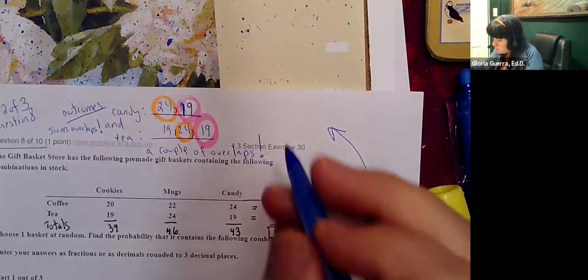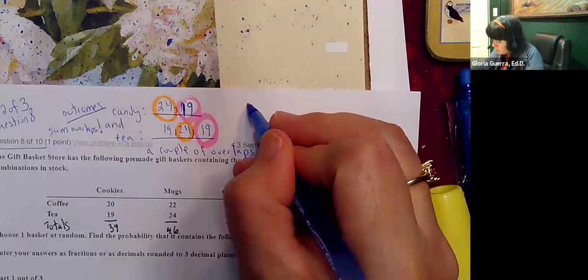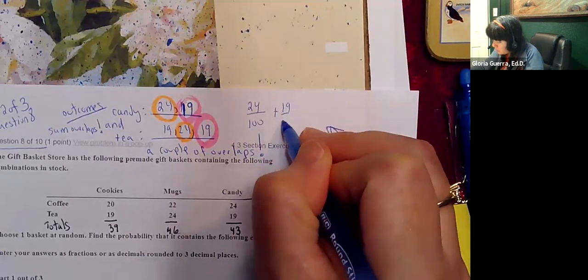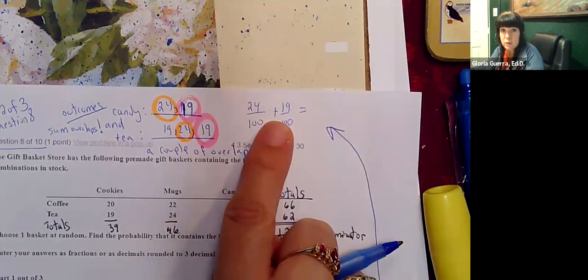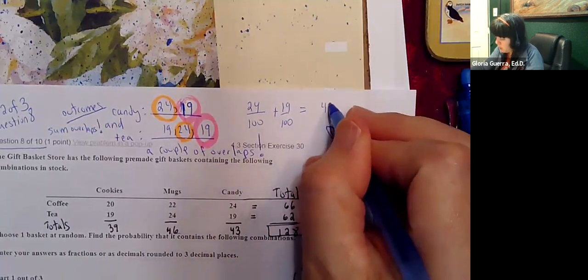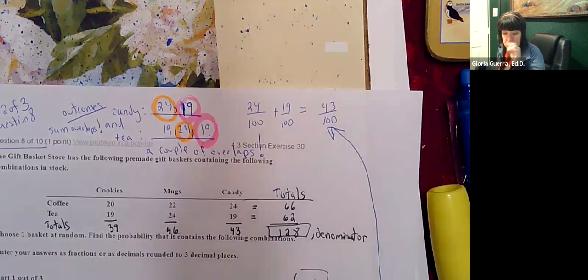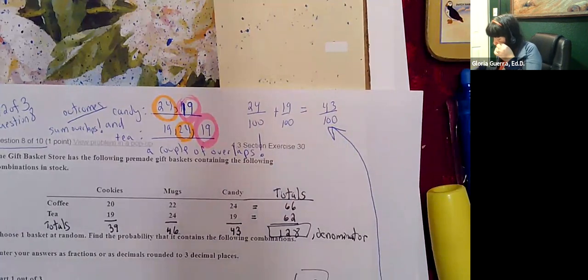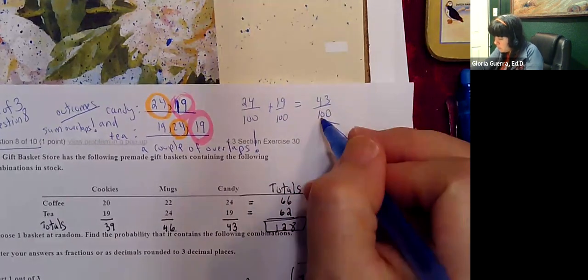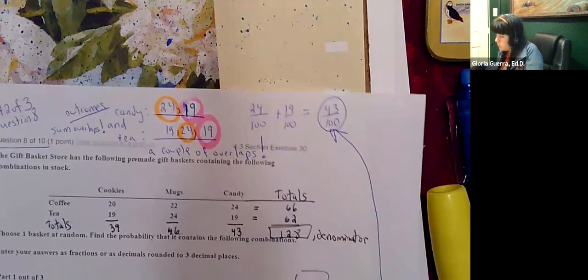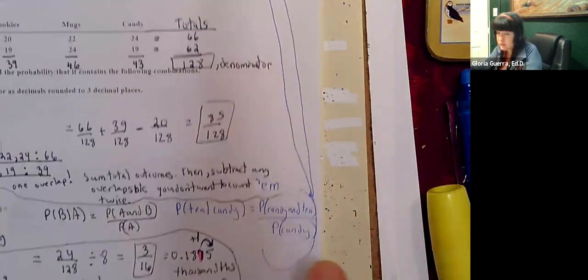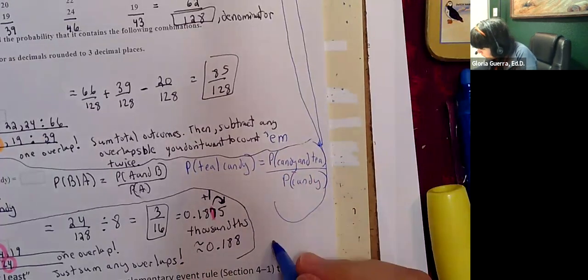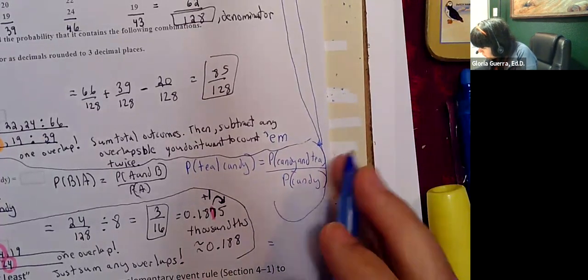Okay, so I'm going to sum the 24 over 100 plus the 19 over 100. And that gives me 24 and 19, 43, right? 43 over 100. Is that okay? All right. So then I'm going to grab that and bring it back down here. And see, that's this probability. So now I have, let's see.